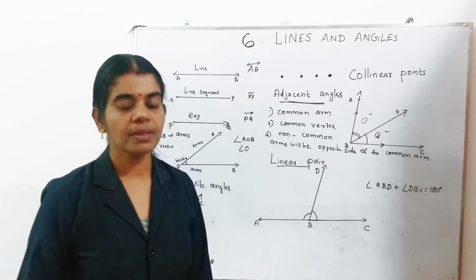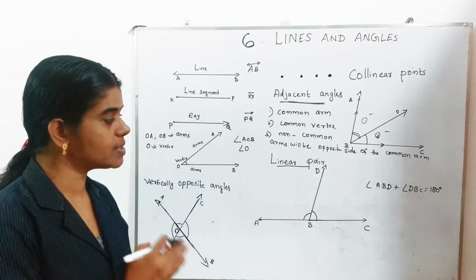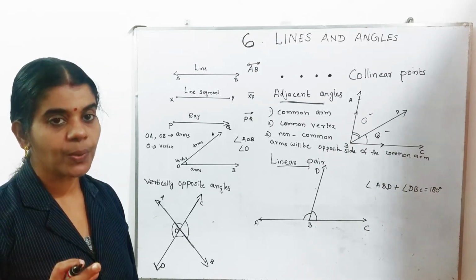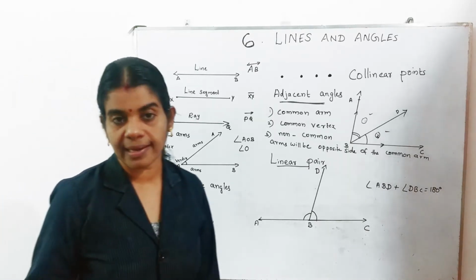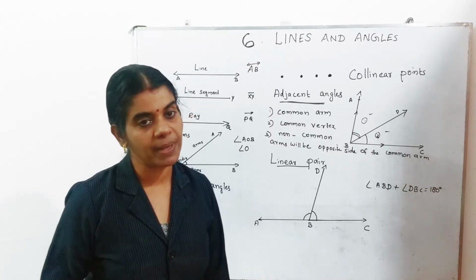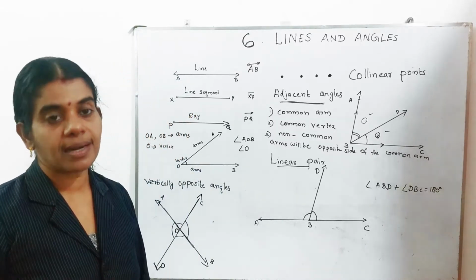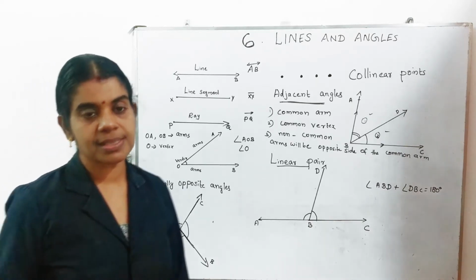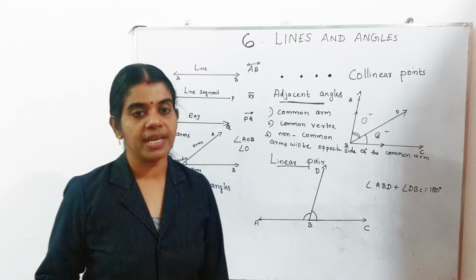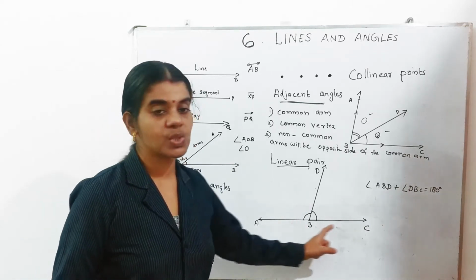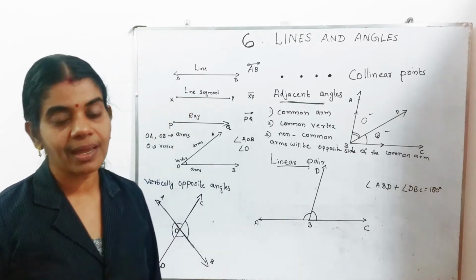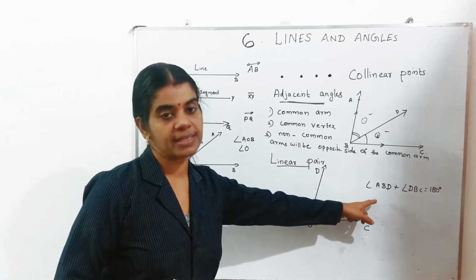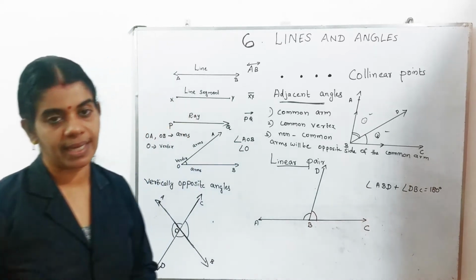Clear? How can we say the converse of that? I already told now, if a ray stands on a straight line, the sum of the two adjacent angles will be 180 degrees. Its converse will be, if the sum of two adjacent angles is 180 degrees, then a ray stands on a straight line. Clear that? Then linear pair, the sum of two adjacent angles will be 180 degrees.